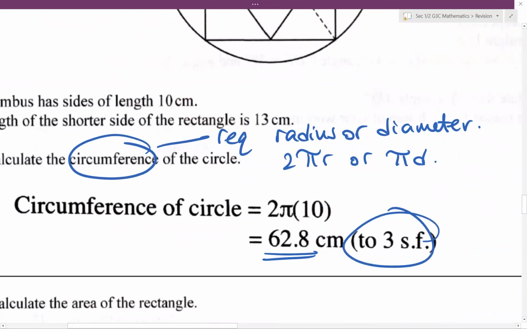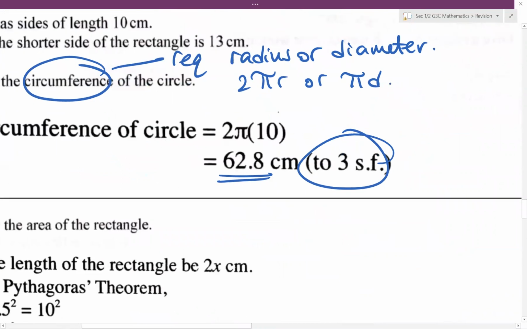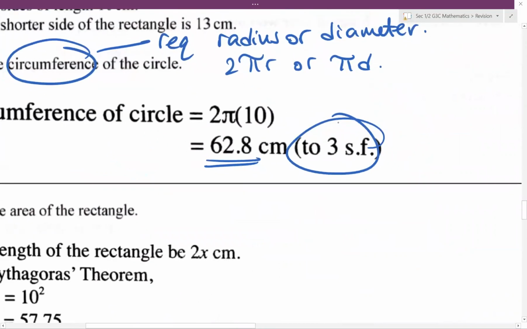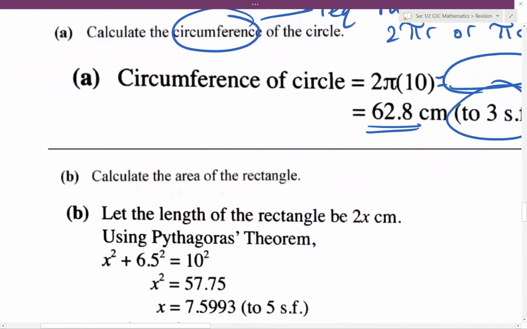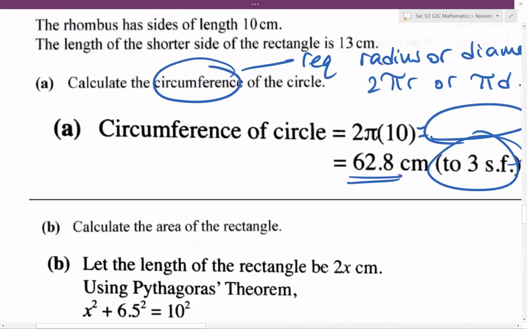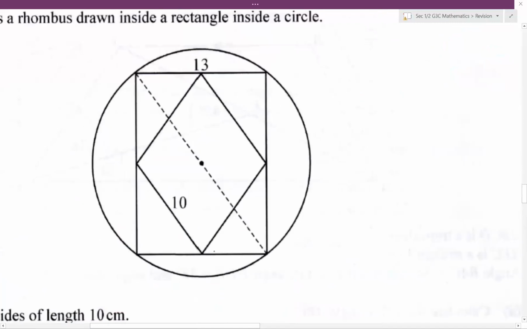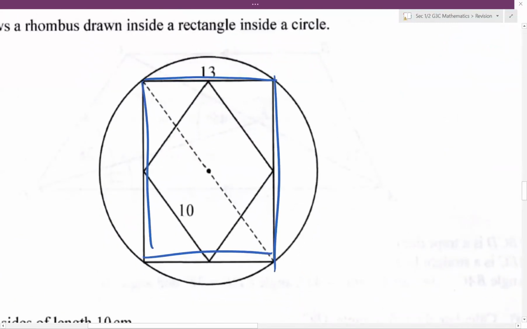Whenever I see this type of working out, I don't like it, because I'll be wondering what was the previous 5 SF value in case I need it later on. But I'm sure you can do it by yourself. Next one, calculate the area of the rectangle. So area of this rectangle, we require length times breadth. 13 cm was obtained already. Now we will need to find out the other side.